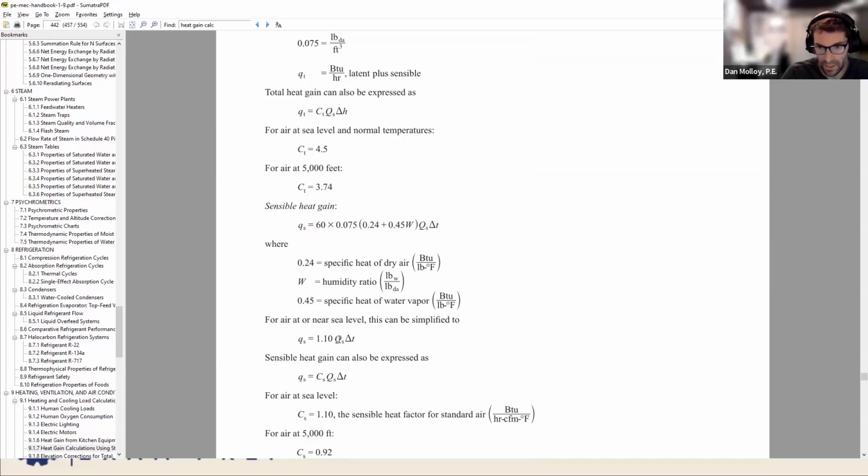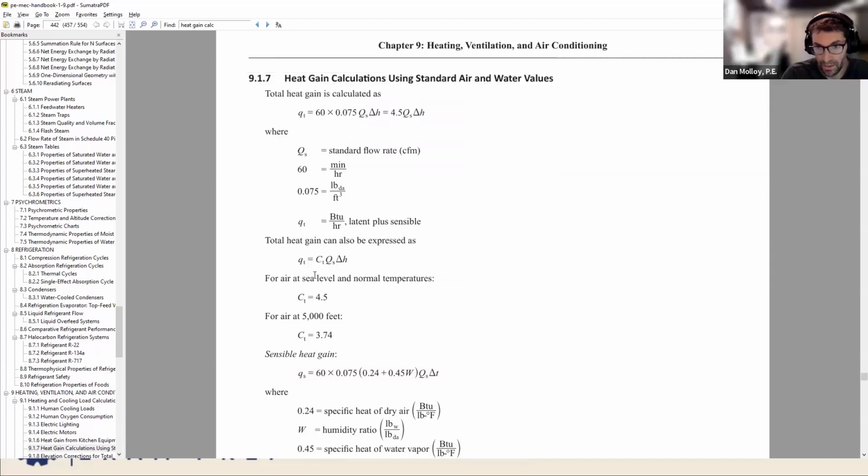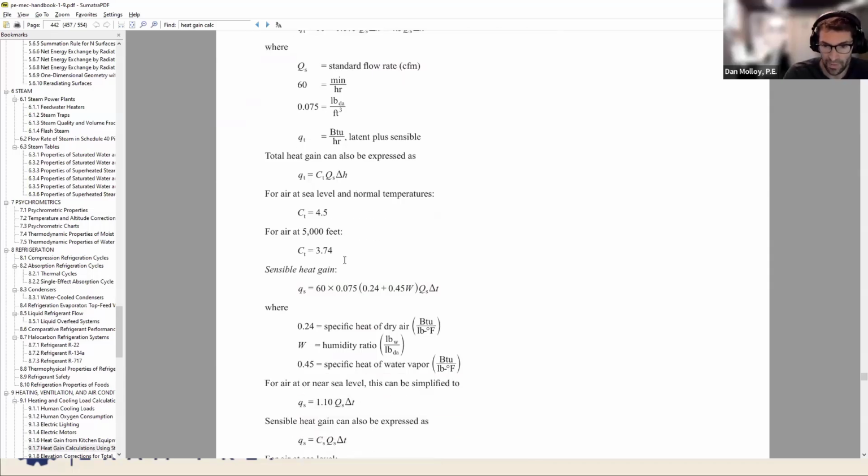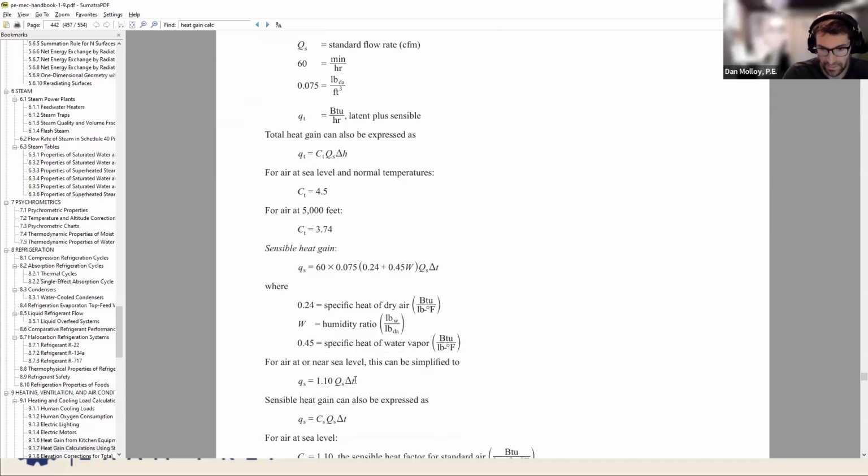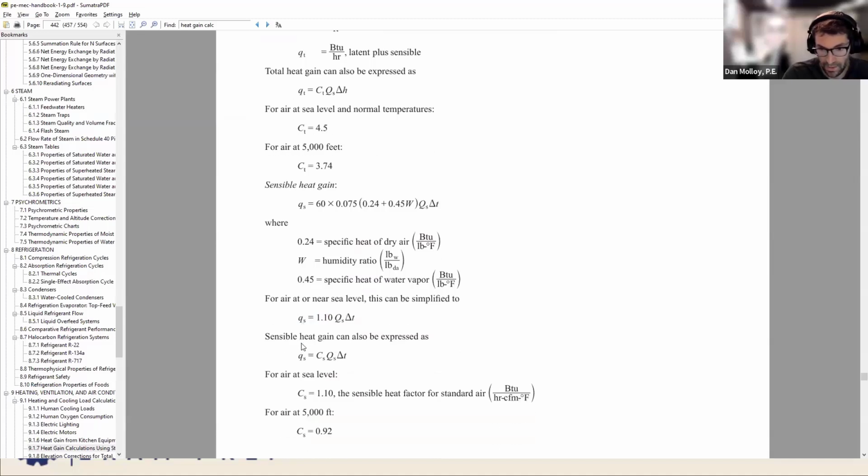That Q, big Q, needs to be in CFM. And where did it say that? Probably somewhere up here. Q sub S is the standard flow rate in CFM. So that carries all the way down here. And the delta T. So technically that's where that's located.